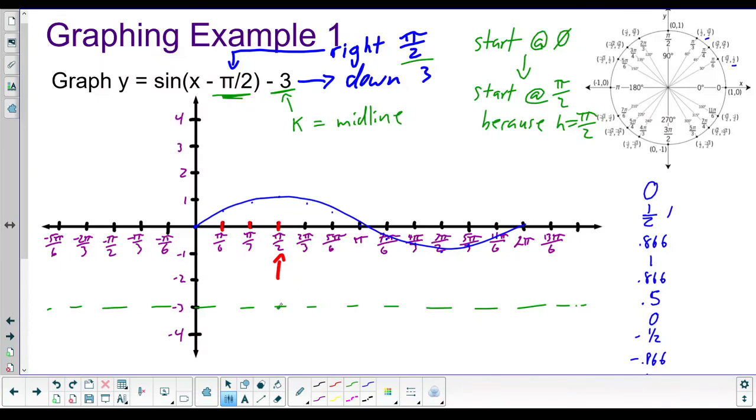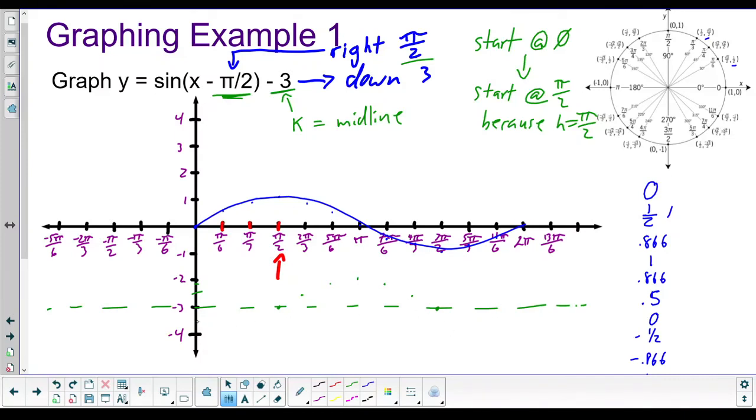So our next one over, you would go up halfway from the midline, or half of a unit from the midline. So you go over, up a half. Over, up to 0.866 above the midline, so about right there. Over, 1. Over, back down to 0.866. Over, a half. Over, back to quote-unquote 0, or back onto the midline. Then we just repeat the same pattern going negative.